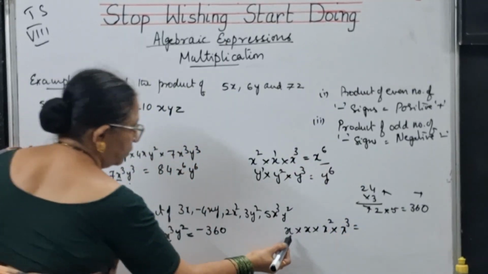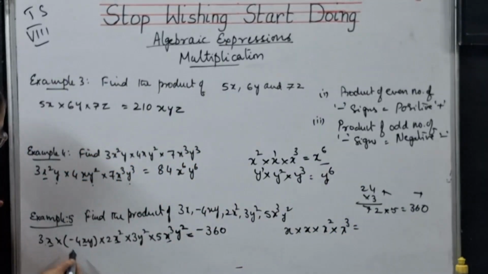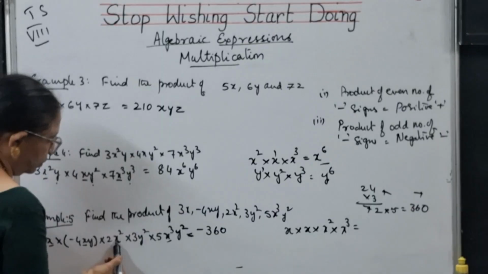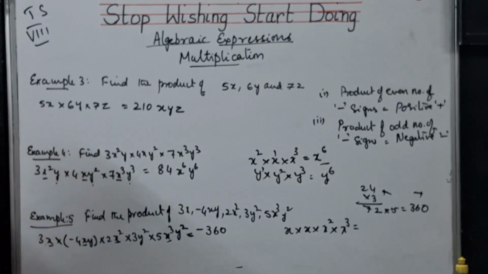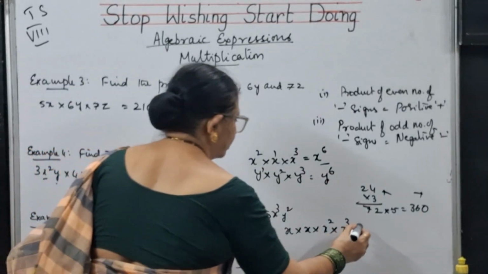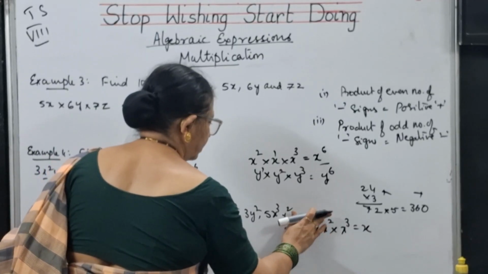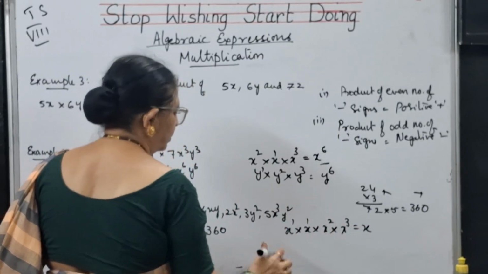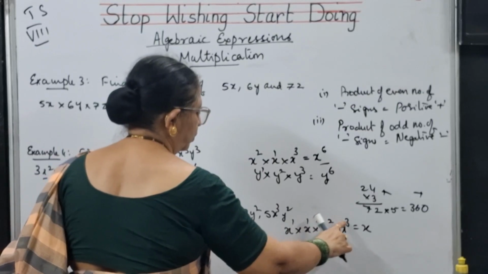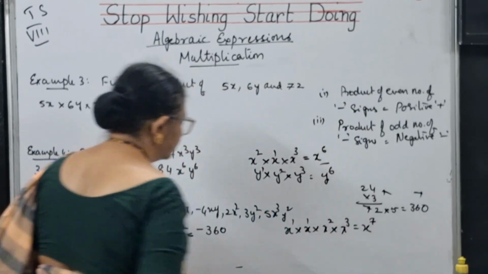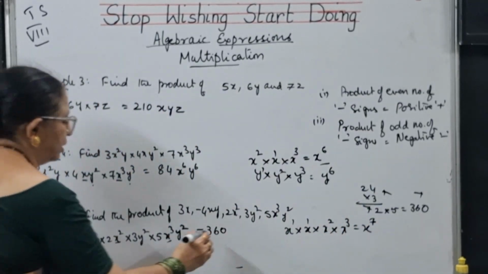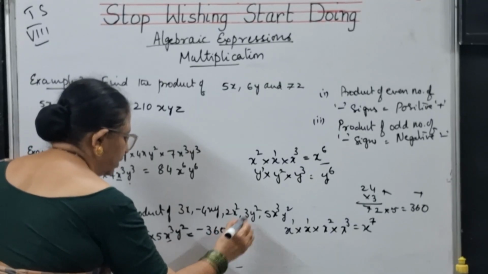How many are there? 1, 2, 3, 4. I am checking once again. 1, 2, 3, 4. Okay. Now let us add all this. X to the power of this is 1, this is 1, sorry, 1 and 1 and 2. So 2 plus 2, 4, 4 plus 3, 7. So minus 360 x to the power of 7.